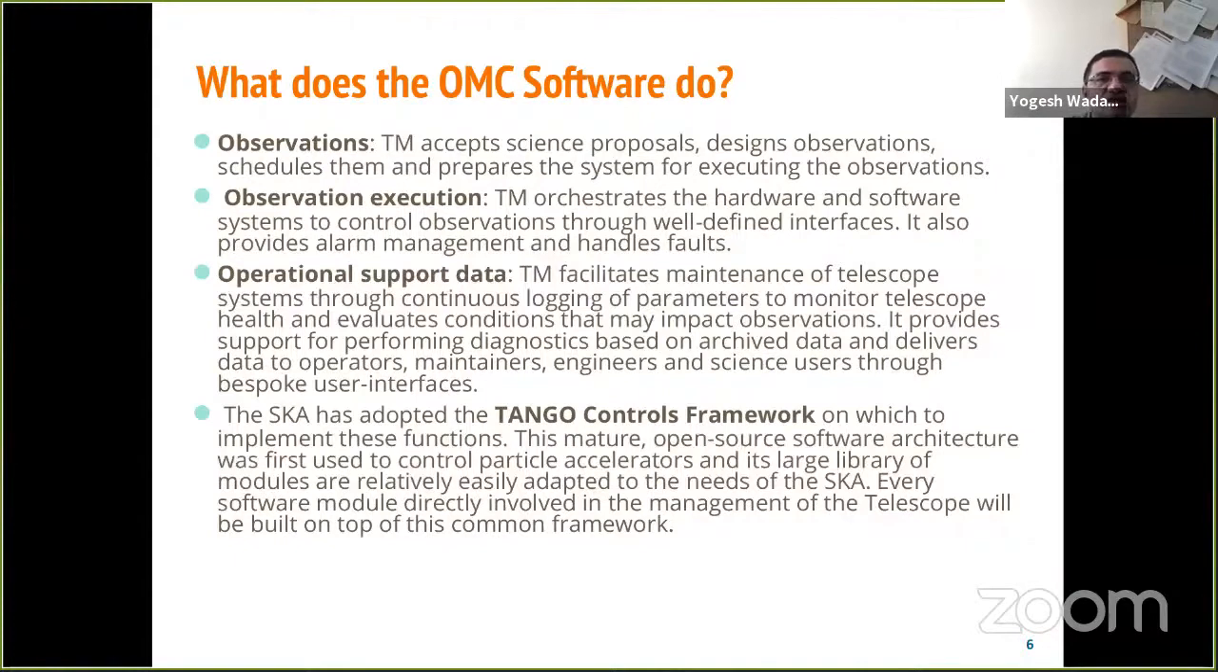There is a lot of operational support data. So it will maintain the telescope systems through continuous logging of parameters to monitor the telescope health, which I just mentioned. And these data can be very useful for performing diagnostics, particularly when combined with archive data. So all the engineering metadata that is generated within the telescope manager will be preserved in an archive database, so that if a problem occurs, then it can be quickly diagnosed based on previous such observations which are sitting in the engineering metadata database.